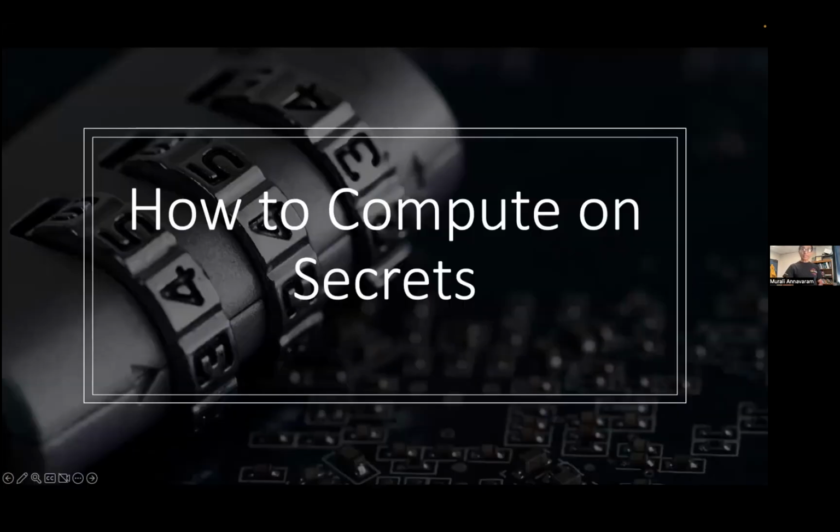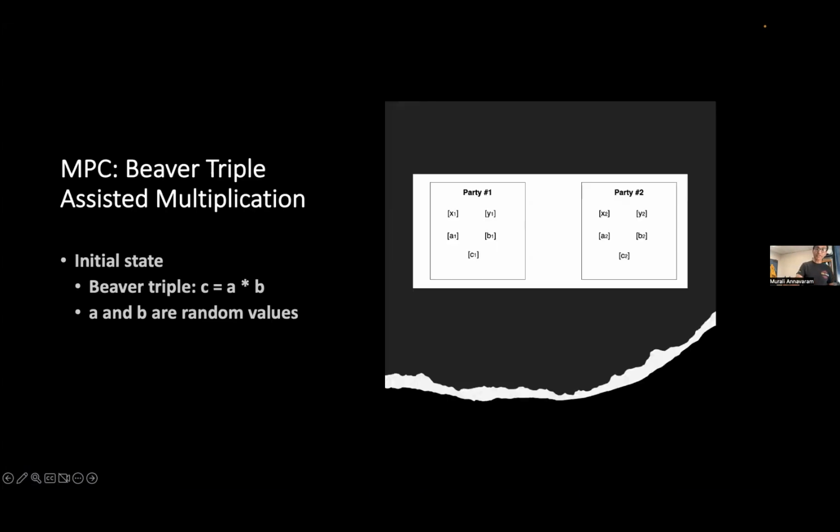With this in mind, how do we compute on these secrets? We're going to use something called Beaver triple assisted computation. And what is a Beaver triple? Again, it's a collection of random numbers. You pick two random numbers, A and B, and C equals A times B, and this is called the Beaver triple. Basically, it has two random numbers, and the product of those two random numbers is a third random number. So we now have three random numbers, A, B, C, and two inputs, X and Y, and we are interested in computing X times Y.